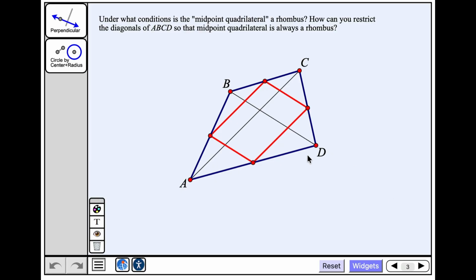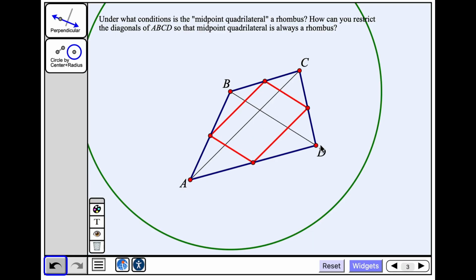All right, let's move on to the next case. What if we want our midpoint quadrilateral, shown in red, to be a rhombus? Well, in that case, we want the two diagonals BD and AC to be equal in length. So I am going to use the Circle by Center and Radius tool. I am going to construct a circle centered at B. So I will click to attach the glowing center of this circle to B. And I want the radius of this circle to be equal to AC. So I will tap to attach this glowing segment to AC.